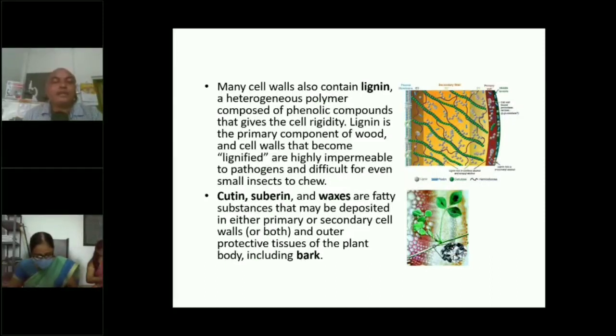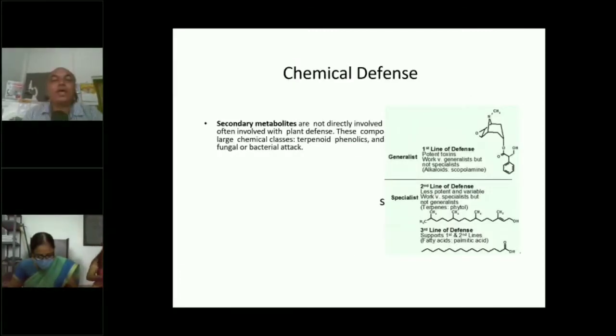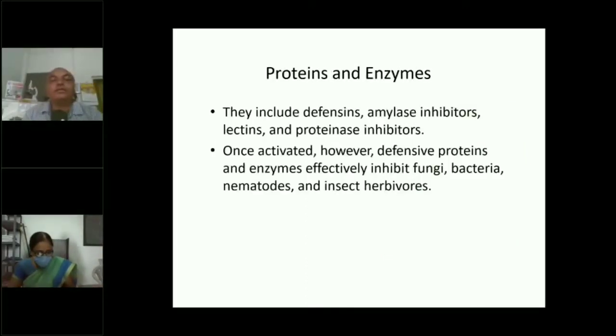Then cutin, suberin, and waxes are fatty substances that may be deposited in either the primary or secondary cell wall and form further protective tissues for the plant, which will help in inducing the defense mechanism. Then we also have the callose layer and papillae, which develop in response to infection by a pathogen and help prevent further infection. Then some chemicals, also secondary metabolites, are produced by plants, which also help to avoid infection. Then some proteins and enzymes are also produced in systemic acquired resistance. When we apply some salicylic acid, these chemicals are developed inside the plants and help as induced resistance.